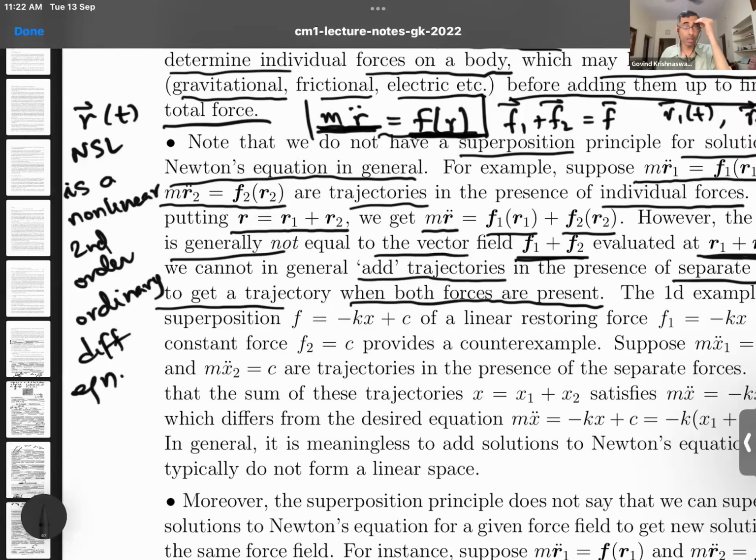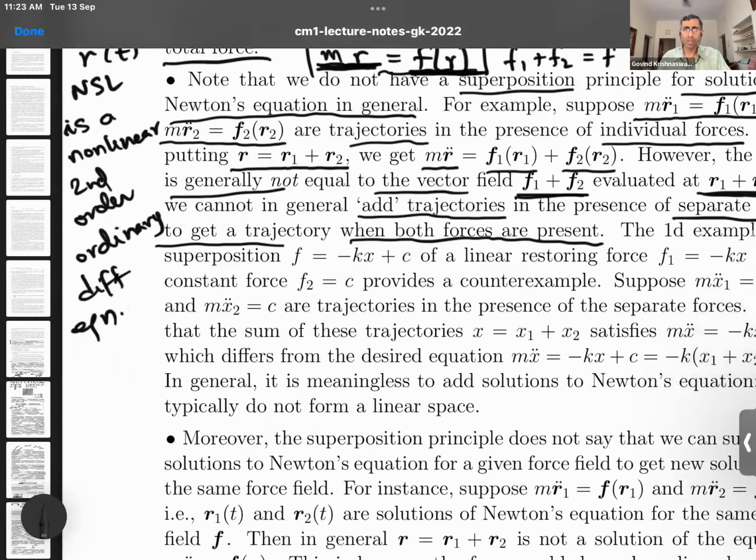Okay. And generally, nonlinear equations do not have the property that you can take one solution, another solution, add them, and get a third solution. So that doesn't work for nonlinear equations. For linear equations, that does work. Any question about this? Okay. If not, let me proceed.